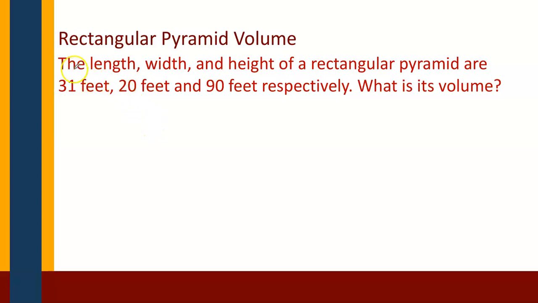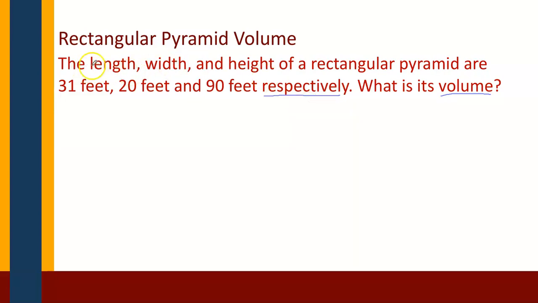Let's begin reading. The length, width, and height of a rectangular pyramid are 31 feet, 20 feet, and 90 feet respectively. What is its volume? So we're finding volume, the amount of space a 3D figure takes up or fills. Let's discuss this word respectively. Respectively means in the same order.